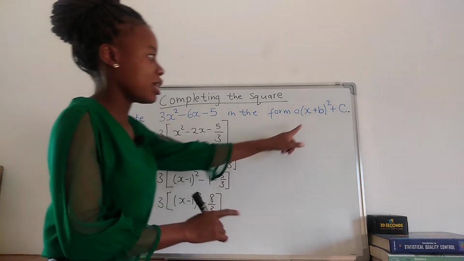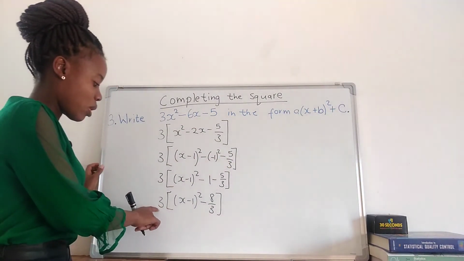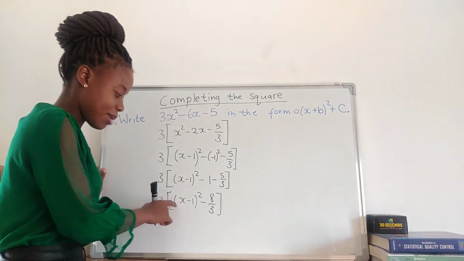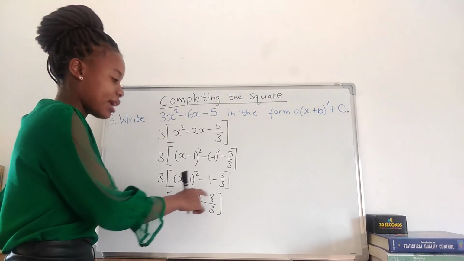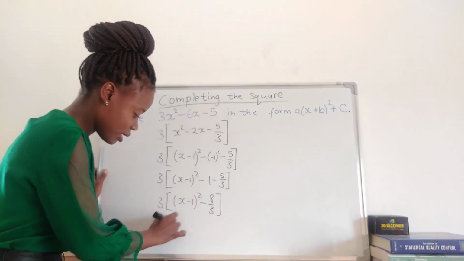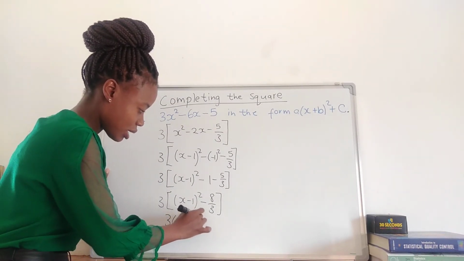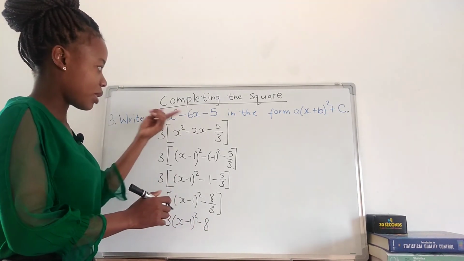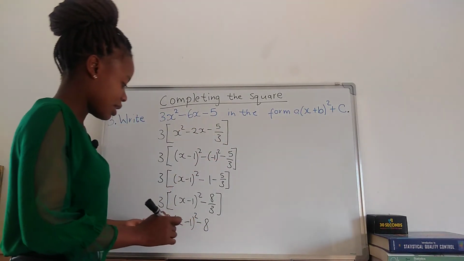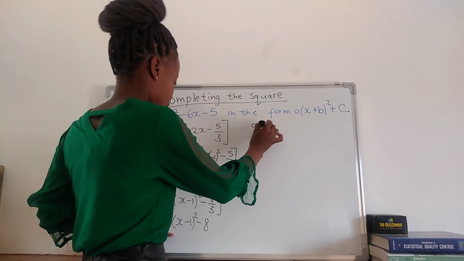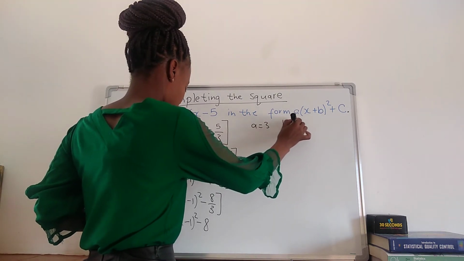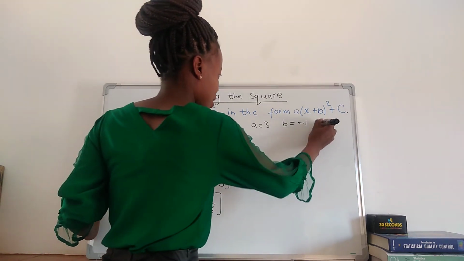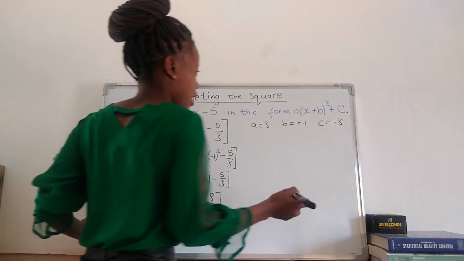So our answer is supposed to be in this form, right? So we're going to remove this big bracket. We're going to multiply 3 by (x minus 1) squared and multiply 3 by negative 8 over 3. So we're going to have 3(x minus 1) squared minus 8, right? We have managed to express this in this form. We can see that our A is 3, our B is negative 1, and our C is negative 8.